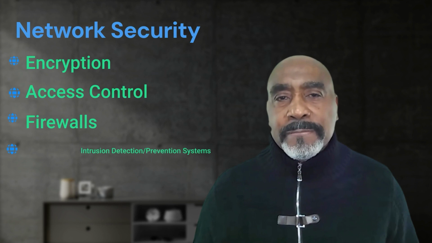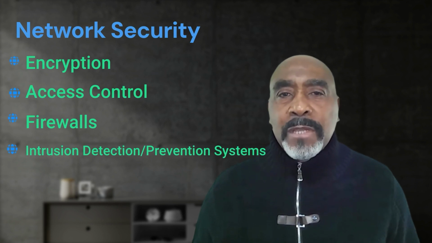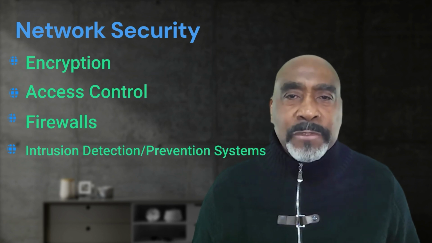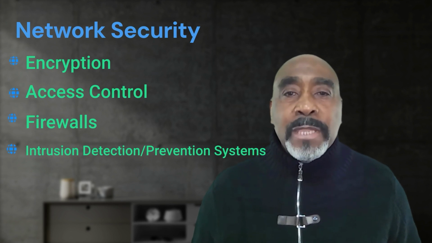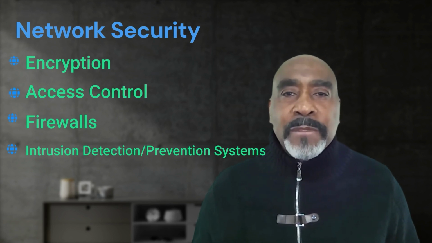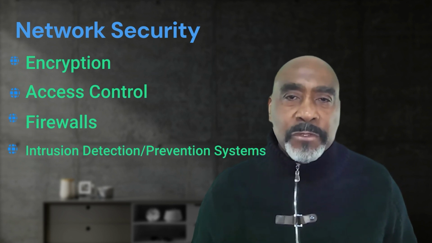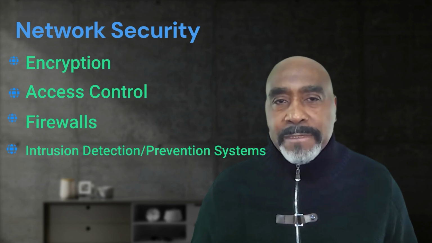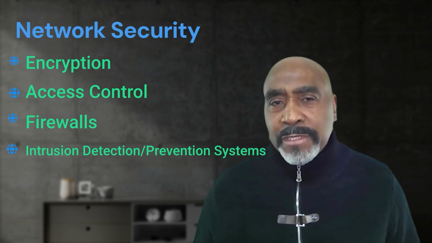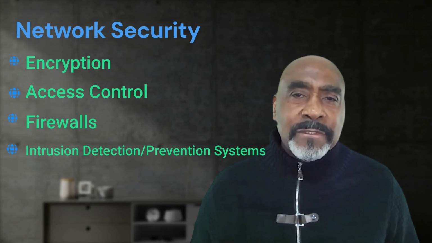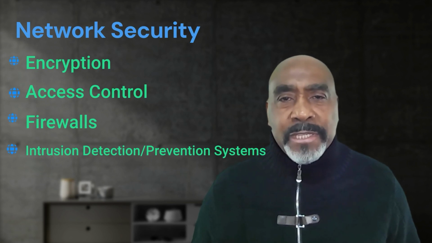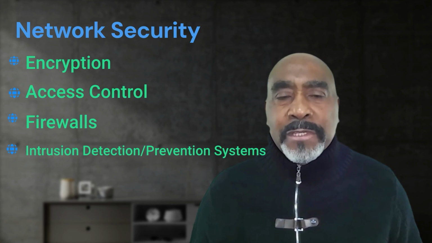Network security. Encryption protects data by encoding it in such a way that only authorized parties can access it. Access control restricts access to network resources based on user credentials or other criteria. Firewalls filter network traffic to prevent unauthorized access and malware infections. Intrusion detection and prevention systems, IDS/IPS, monitor network traffic for suspicious activity and take action to prevent security breaches.